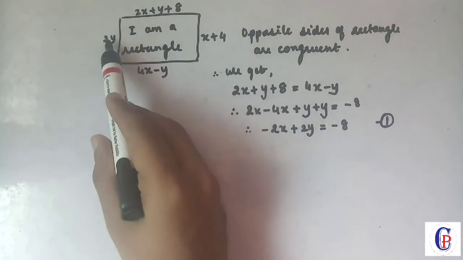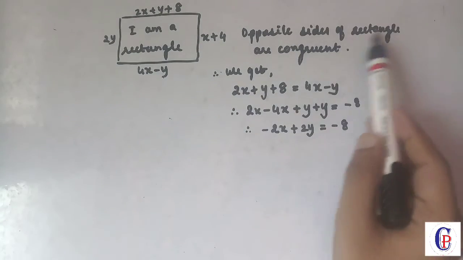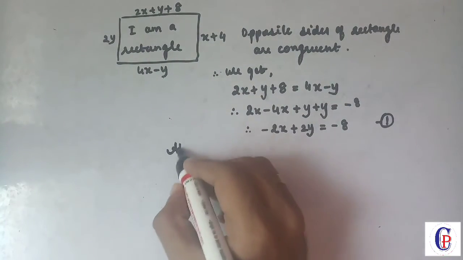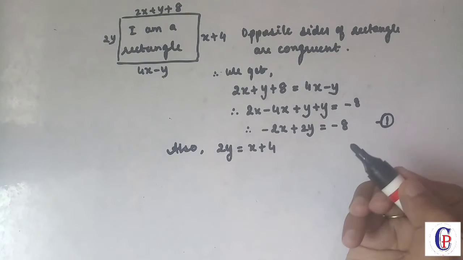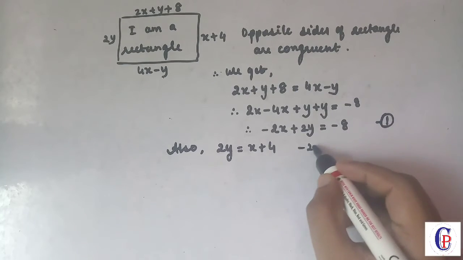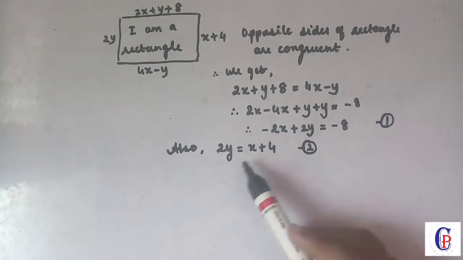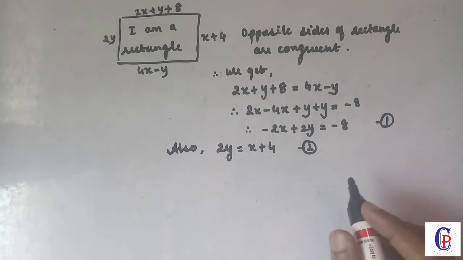Also we can say that these two sides are equal because opposite sides of a rectangle are congruent. Also 2y is x plus 4. Okay, this is our second equation. So we can solve these two equations and we will get the values of x and y.